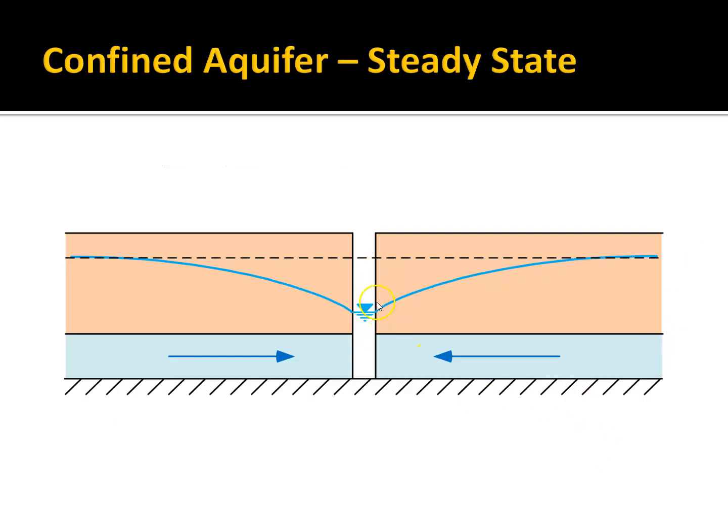What that means is sometimes the material, the casing and stuff right around the well, there's some head loss required to get through it. We're ignoring that and just assuming it's a smooth transition from the confined aquifer into the well.